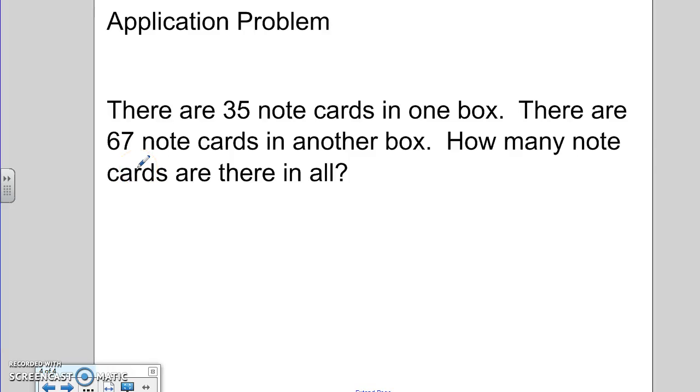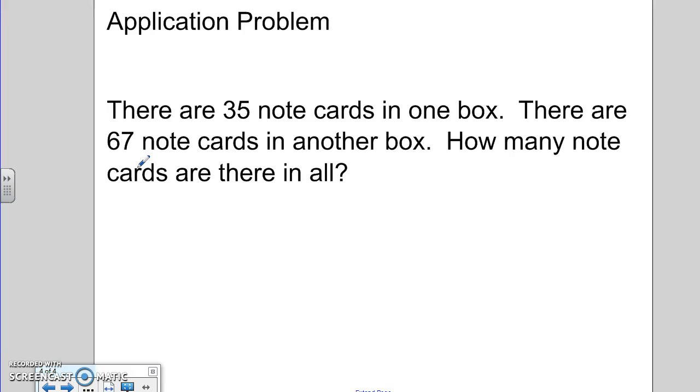All right, so this is the application problem for lesson 19. The problem says there are 35 note cards in one box. There are 67 note cards in another box. How many note cards are there in all? So we're trying to find out the total amount. So that would be adding.